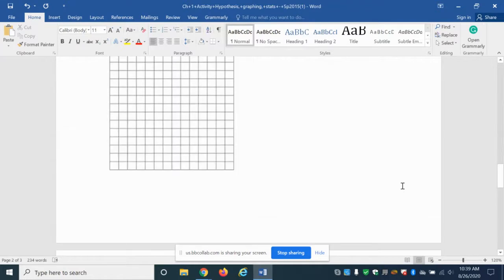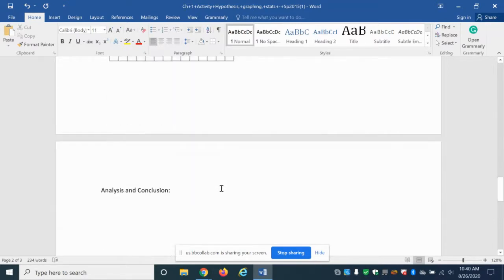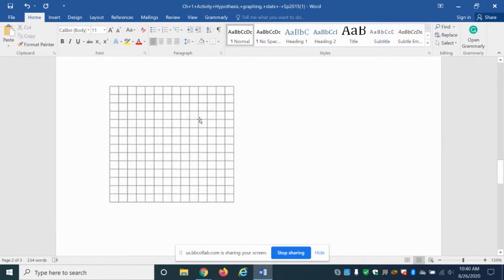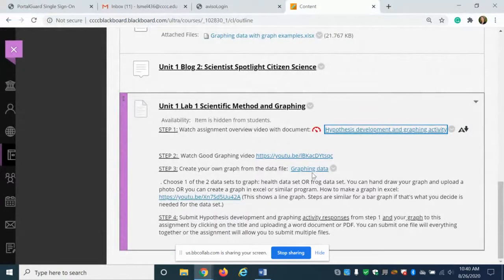And so the last part of this assignment is to make a graph. You can use this graph paper if you like, and when you graph your data, make sure you write an analysis and a conclusion. You could continue on in this document, or you could create a graph in a separate document, or you could copy it in here. Where is the data, you ask? The data is going to be here.